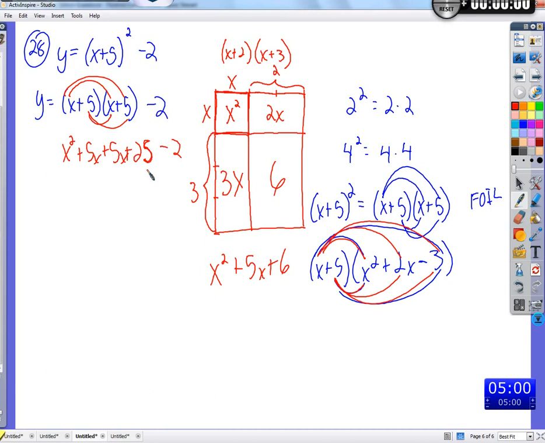So just like Brandon said, it's the distributive property. We're not restricted to just FOIL. x squared plus 10x, 25 minus 2 is 23. x squared plus 10x plus 23. This is vertex form. This now is called standard form.